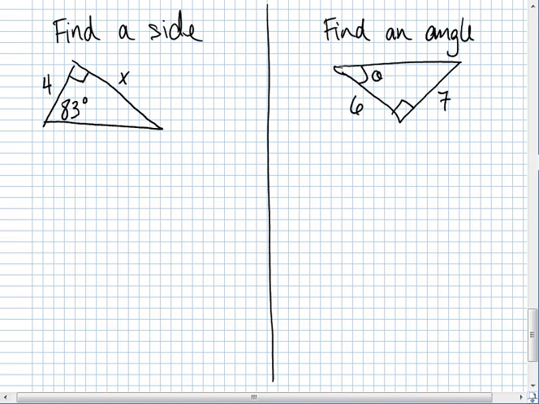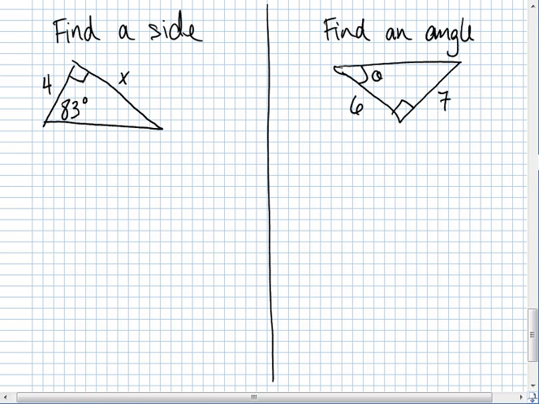Alrighty, folks, we are going to look at solving some triangles here, like we were talking about today in class. There are two different scenarios you're going to find yourself in when you do the homework in class tomorrow and today, where you are either trying to find a side or find an angle. And there are a couple of differences that are pretty easy to recognize.